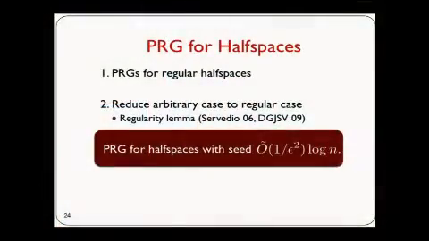So we saw the first part, which is constructing a PRG for regular half spaces, and then we reduced the case of arbitrary half spaces to regular half spaces using the regularity lemma of Servedio, Diakonikolas et al., which essentially says that every half-space is either regular, in which case we use the earlier analysis, or it depends only on a few variables, in which case we can fool those by using bounded independence. When we do that, you get a PRG for half-spaces with a seed length of basically log n over epsilon squared.